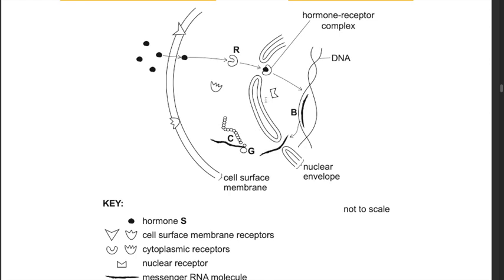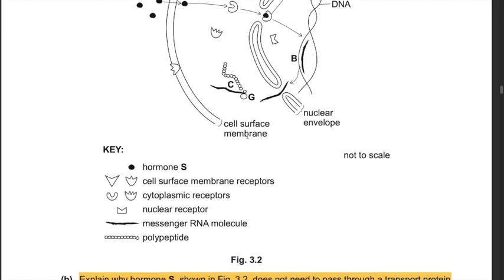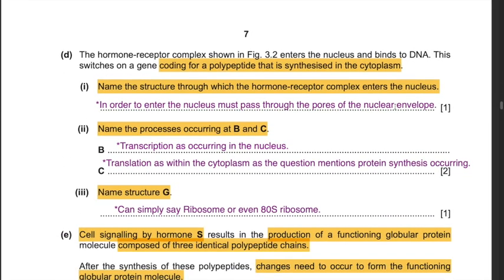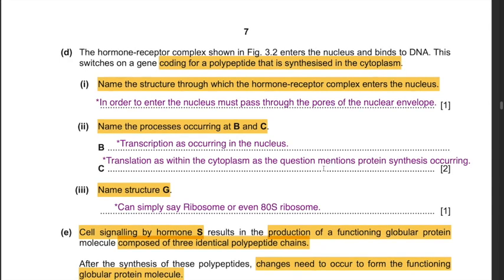Not just the nuclear envelope, but the pores of the nuclear envelope. Therefore, in order to enter the nucleus, it must pass through the pores of the nuclear envelope. You don't even have to refer to the diagram over here. If you just think about the question itself, the structure through which the hormone receptor complex enters the nucleus: in order to enter a nucleus, it should first pass through the outer surrounding of a nucleus, that is a nuclear envelope. And the nuclear envelope has pores in it. Therefore, the keyword over here is pores of the nuclear envelope, earning you that 1 mark.